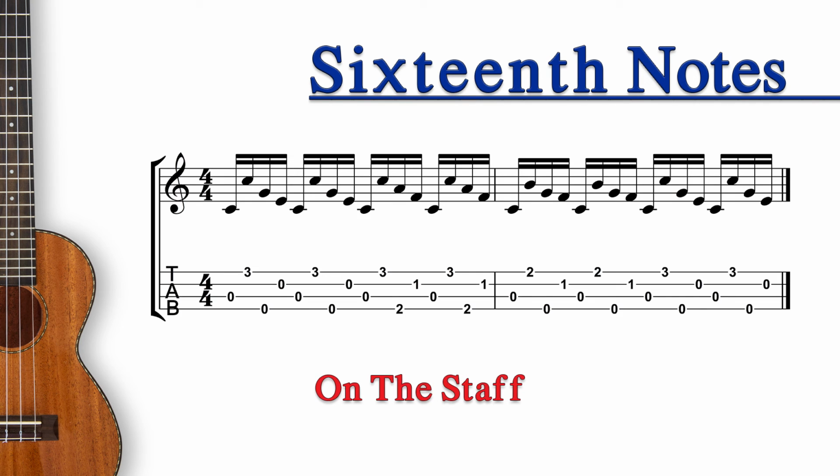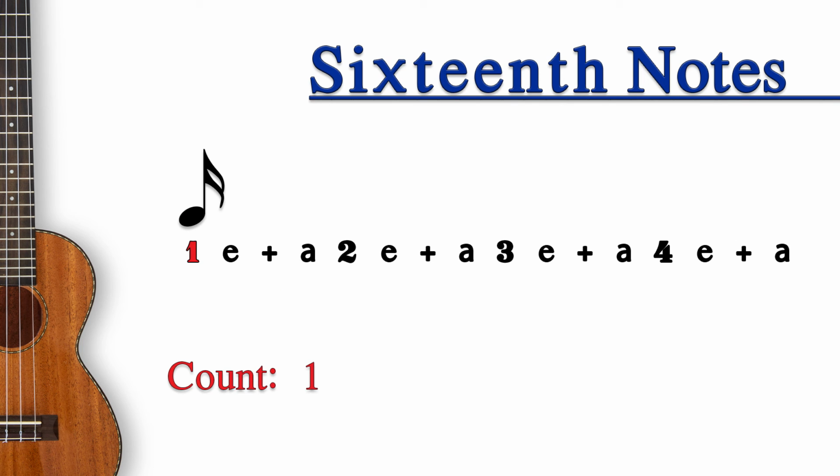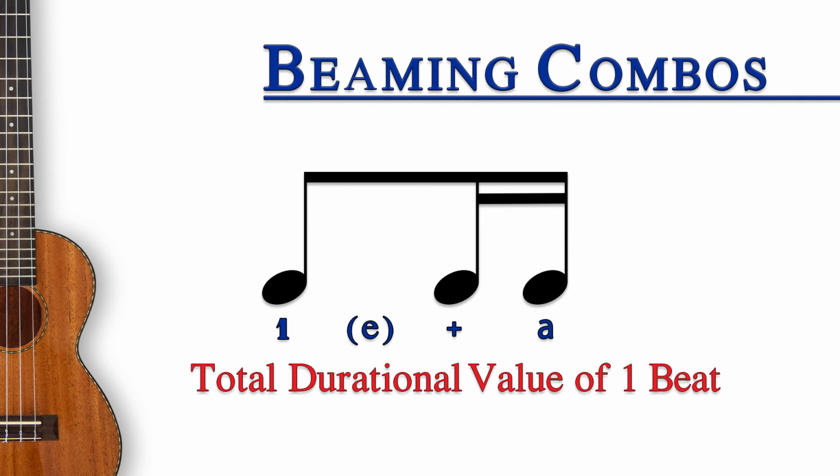Written on the staff, beamed 16th notes are much cleaner in appearance when compared to non-beamed individual 16th notes. Notice how much easier it is to visually find each downbeat once the notes are beamed. 16th notes can be easily visualized against a counting row, just like eighth notes. To count 16th notes through the measure, say 1 E and A, 2 E and A, 3 E and A, 4 E and A. 16th notes can also be beamed in combinations with eighth notes.